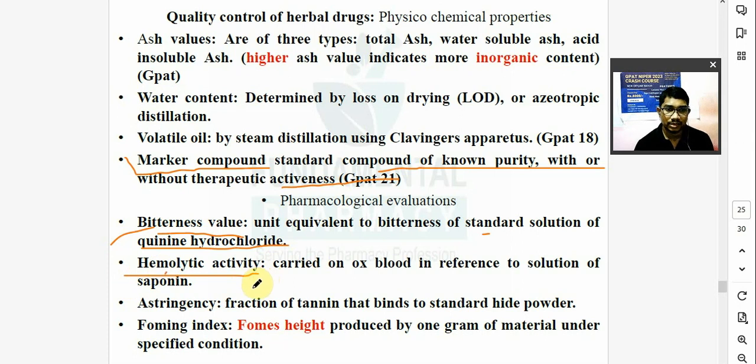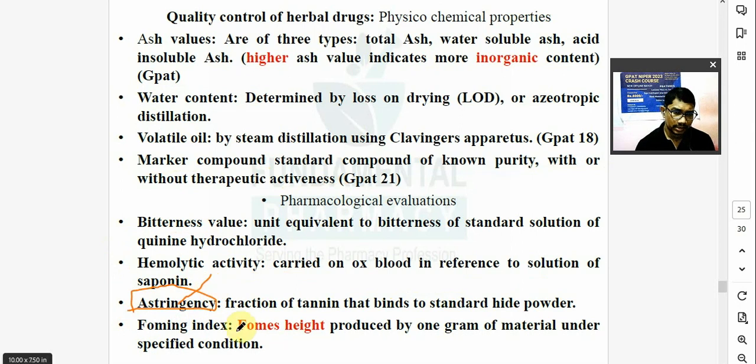अगर वो ले लिया आपने, उसका पाउडर ले लिया, उसमें कुछ 5 ml वाटर डालो टेस्ट ट्यूब में और उसको थोड़ा शेक दो, आपको एक पर्टिकुलर फोम आएगा. सो फोम हाइट यू हैव टू मेजर. सो फोमिंग इंडेक्स इज नथिंग बट द फोम हाइट प्रोड्यूस्ड बाय 1 gram of material under specific condition known as the foaming index. Okay? Mostly applicable for the saponin glycosides. Saponin वाले जो होते हैं उसको.